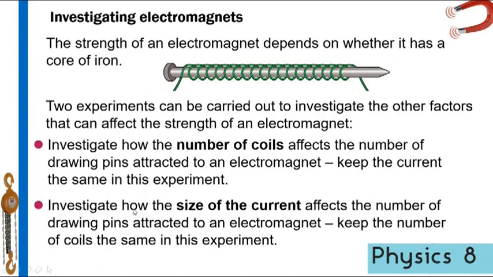We can also do another experiment where we vary the size of the current flowing through the solenoid, and we can see how many drawing pins are picked up when you vary the current flowing through this solenoid, with a core of iron inserted into the coils. So we're going to have a look at those experiments now.